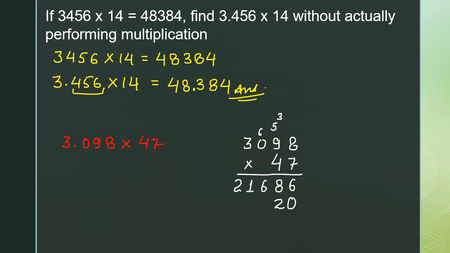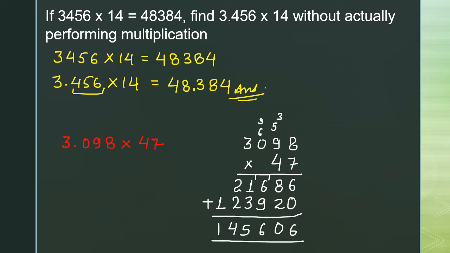4 9s are 36. 36 plus 3, 39. 3 will be carried. 4 into 0, 0. 0 plus 3, 3. And 4 3s are 12. Add them. It will be 6, 10, 1 carry, 16, 5, 4, 1. So the product of these two whole numbers is 145,606. Now we have 3 places after decimal in the number.